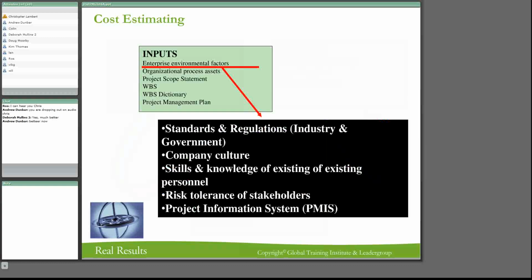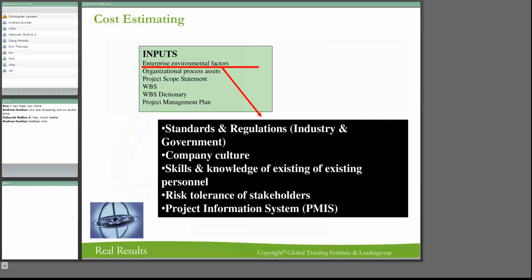Okay, now, if we look at the standards and the environmental factors, it's really the standards and the regulations, the industry and government. It's going to be your company culture, skills and your knowledge of existing personnel. It's the risk tolerance of stakeholders, and it's the project information system. So that's what we mean by the environmental factors, and this I think is the first time I've actually put it up so that you can actually see it. Those are the things that we talk about when we talk about environmental factors.